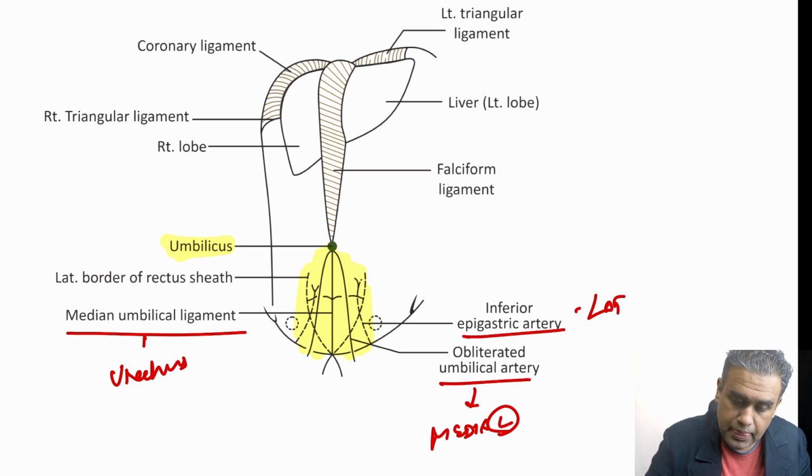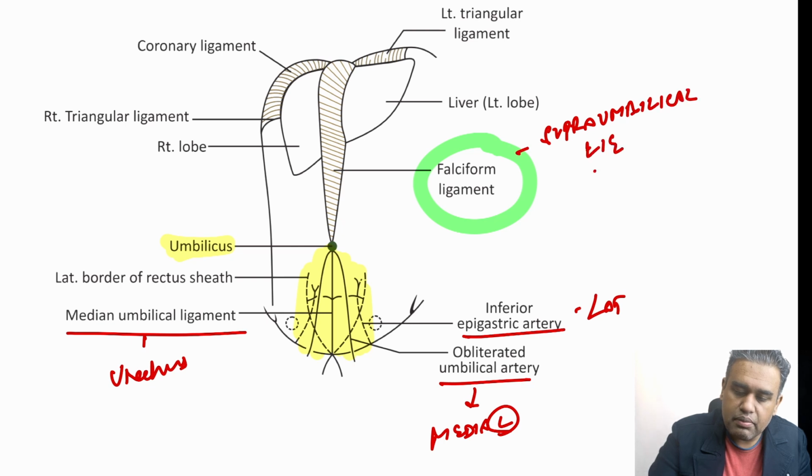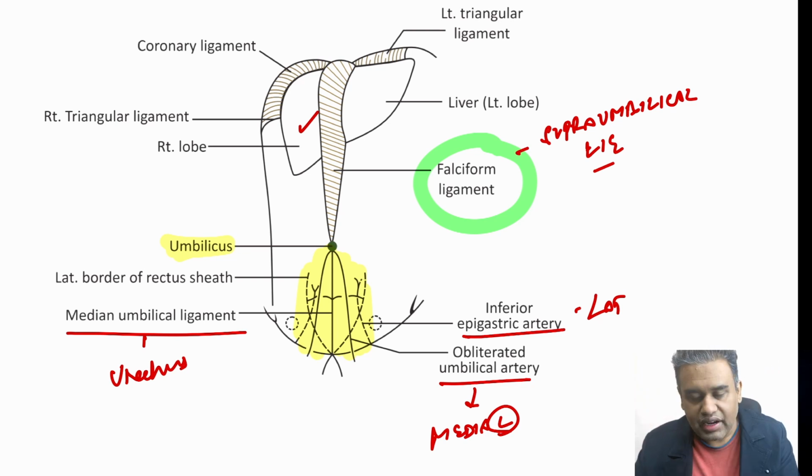But if tomorrow they ask you supraumbilical ligament, go with the falciform ligament. This comes from the category of the supraumbilical because it is above the level of the umbilicus. Supraumbilical ligament, falciform ligament, that is going to the liver, that we should be knowing, right?